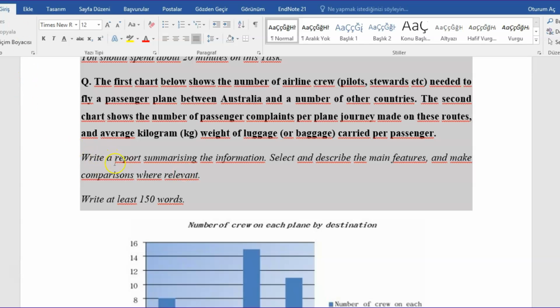You have to write a report summarizing the information, select and describe the main features, and make comparisons where relevant. That's important. You have to be able to actually show what the trend is and what the exceptions are. Okay.